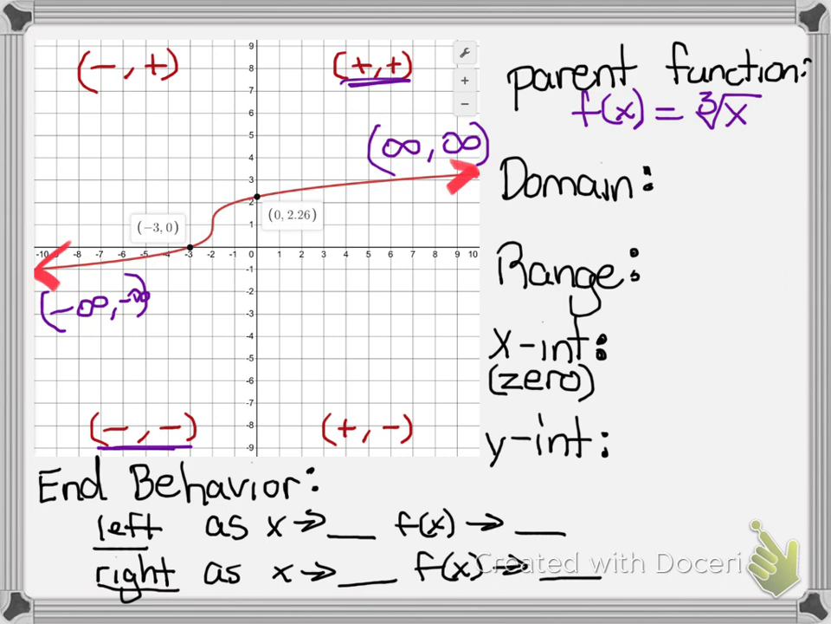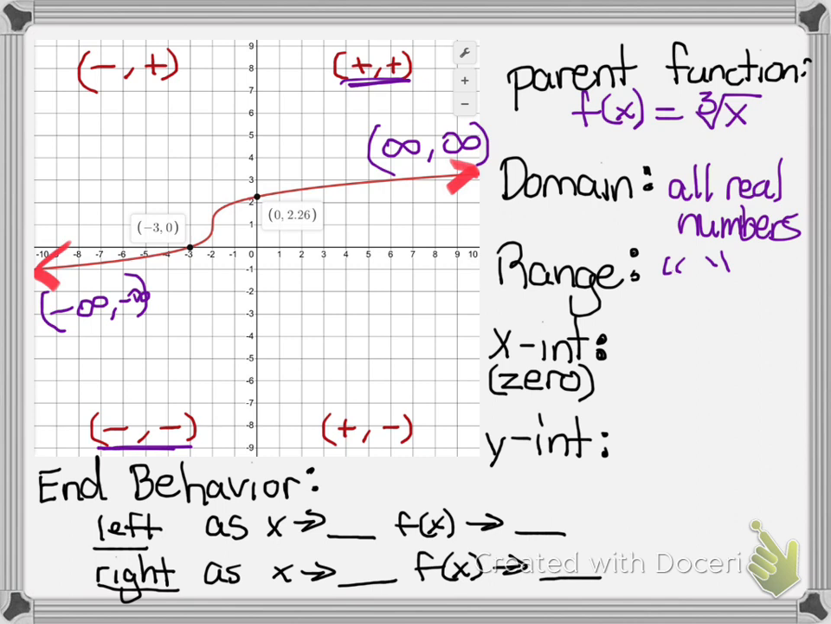All right, my domain and my range for cube root functions will always be all real numbers. And that's clearly because on both ends of the graph, the arrow keeps going. So it's going to cover every x value and every y value.